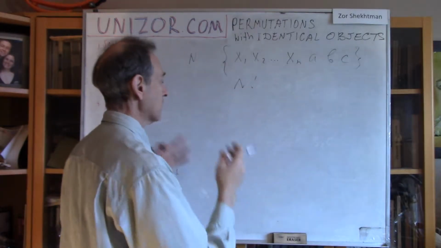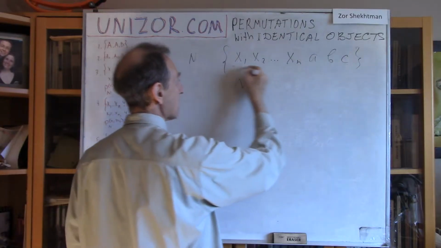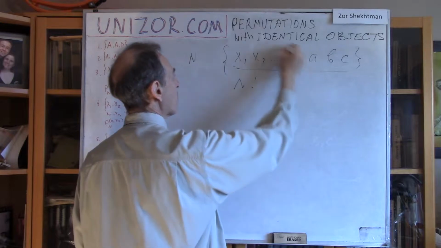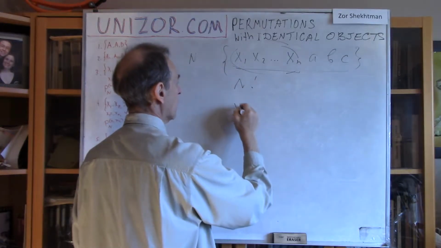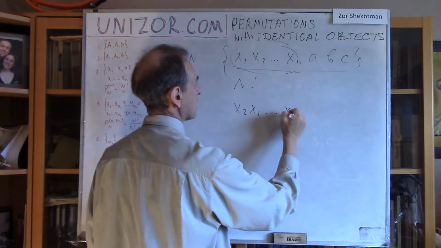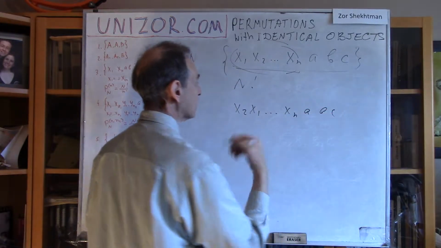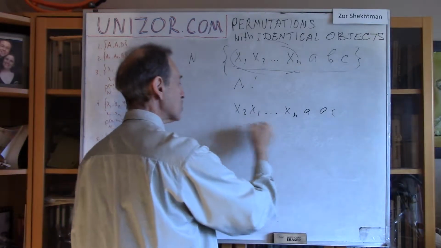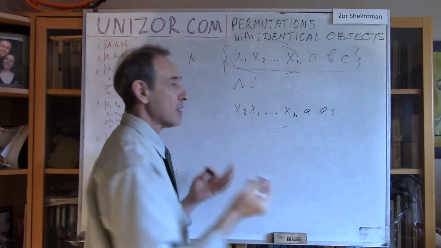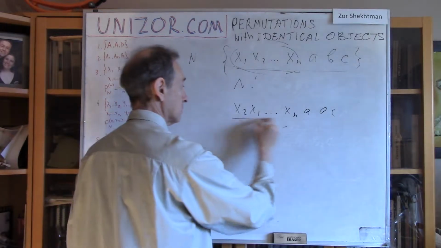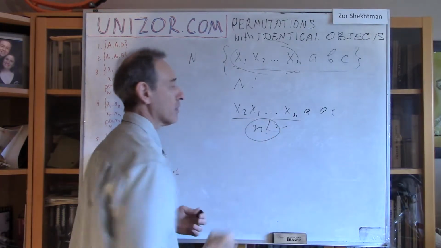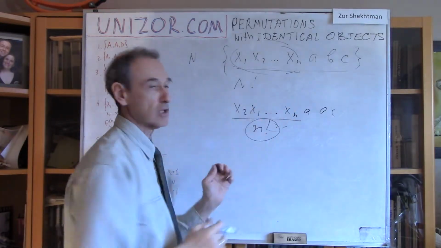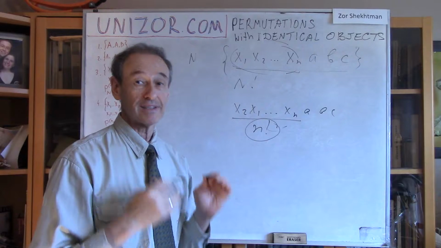But now let's think about, if I have one particular permutation, let's say this one, then down below I can put a different permutation within this group only. I can put x2, x1, for instance, xn, a, b, c, and it will be exactly the same permutation of the entire set. And then I can change the order again and again. And how many times can I change the order? Well, n factorial, small n factorial, right? Because this is the number of different permutations of this particular set of identical characters.